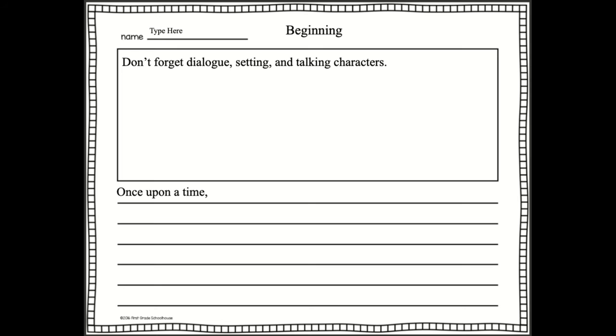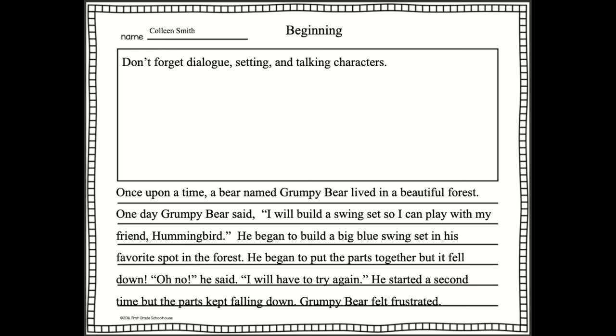I'm going to show you a sample of my story next. So here is the beginning of my story. You see, I wrote my first and last name at the top, and I made sure I paid attention to these things while I was writing in my story. My story says, once upon a time, a bear named Grumpy Bear lived in a beautiful forest. Oh, there we go. I already have my setting. Check. One day, Grumpy Bear said, "I will build a swing set so I can play with my friend Hummingbird."